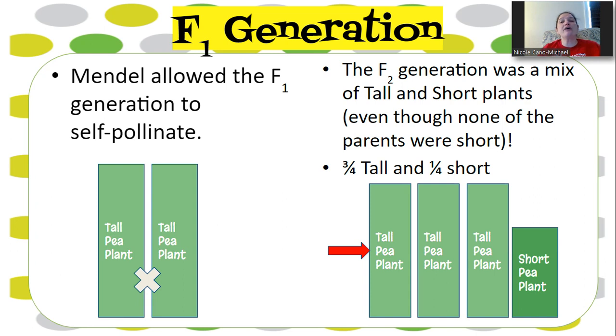When the F1 generation crosses, Mendel allows them to self-pollinate. The F2 generation that is created is now a mix of tall and short plants, even though none of the parents were short. Again, 3/4 tall, 1/4 short. And this, again, is where we find this large number of offspring very helpful. The higher your sample size is in statistics and probability, the more accurate your findings are.